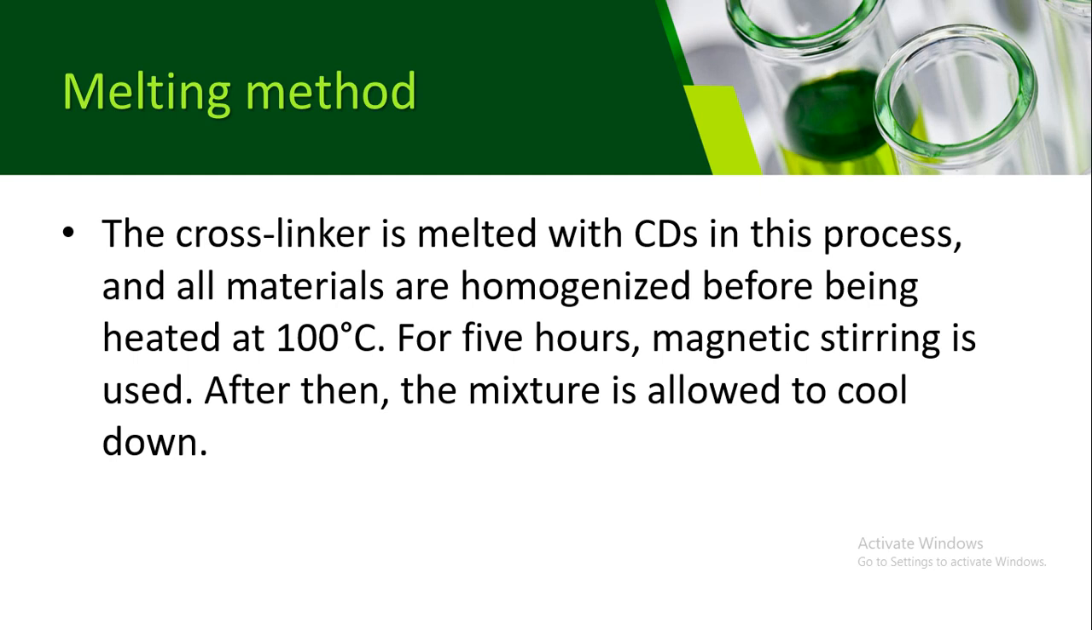All the materials are homogenized before being heated at 100 degrees centigrade. So the most important thing here is that the cyclodextrin with the cross-linker are melted together and homogenized together, and put at 100 degrees centigrade, and a magnetic stirrer is used for 5 minutes. After that, the mixture is allowed to cool down. When it cools down, that means I prepared cyclodextrin nanosponges.